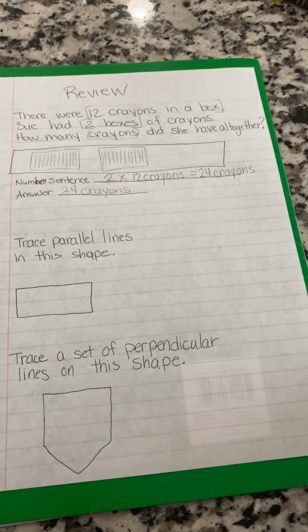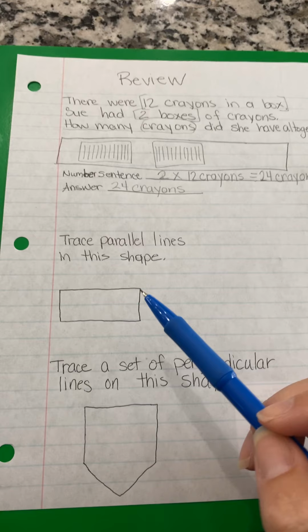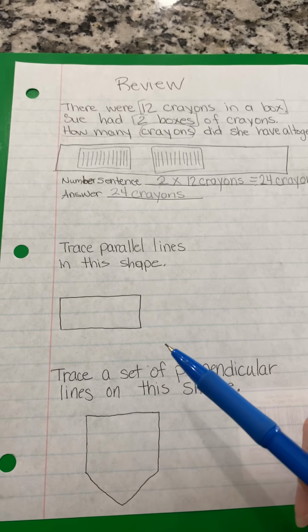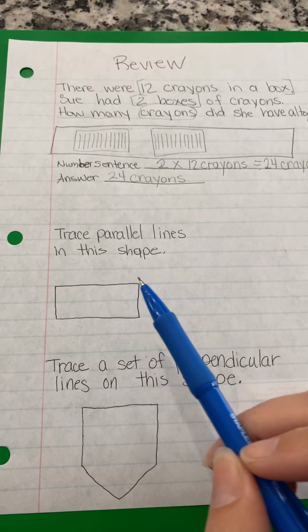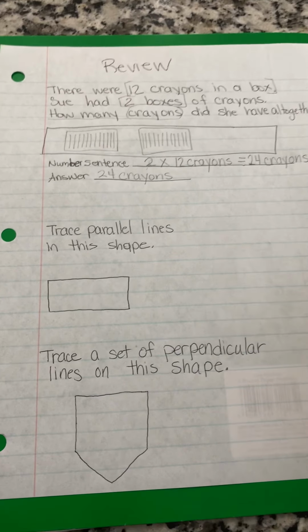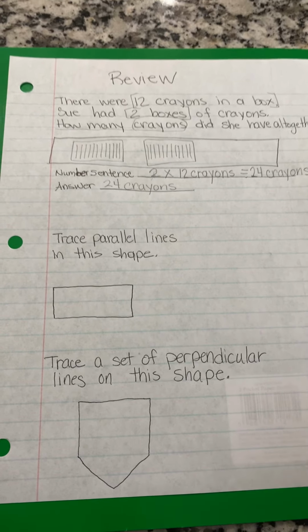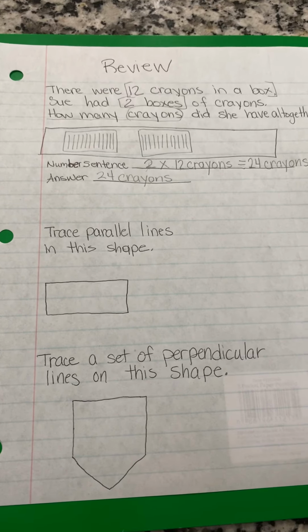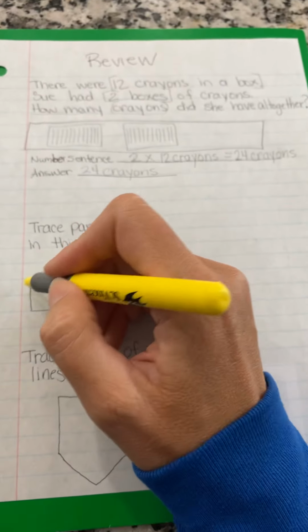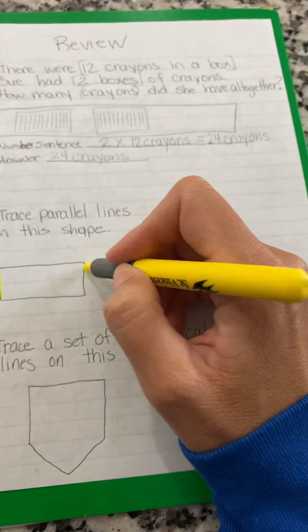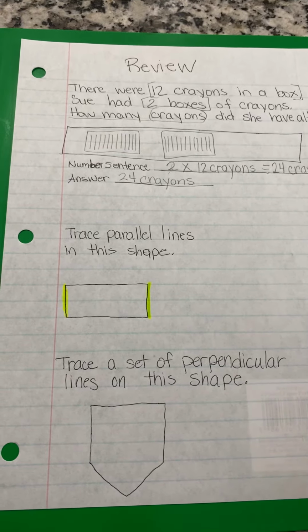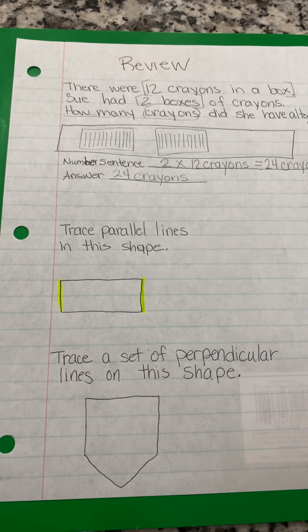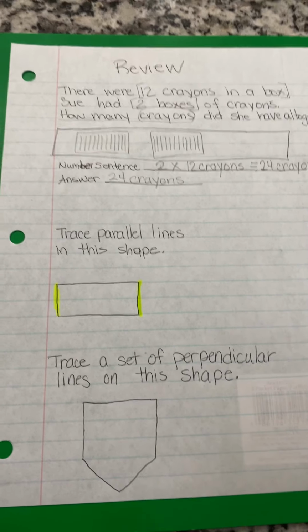All right, then another thing that I noticed was kind of tricky was making sure we're understanding parallel and perpendicular lines. So this one says trace parallel lines in this shape. So it's a rectangle, and there are 2 sets of parallel lines, but I only need to trace 1 set of parallel lines. So I'm going to pick this one and this one. So I just have to trace 2 lines like that. So if you have a question like this, you're just going to trace 2 lines that are parallel.